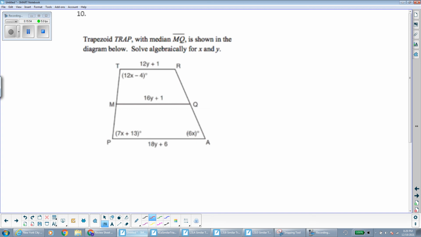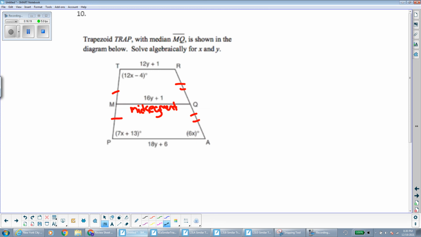So here we have trapezoid TRAP, and we have median MQ. So median connects midpoints. So once again, we know that MQ is the midsegment of the trapezoid here, and it wants us to solve algebraically for x and y. So let's start with y.